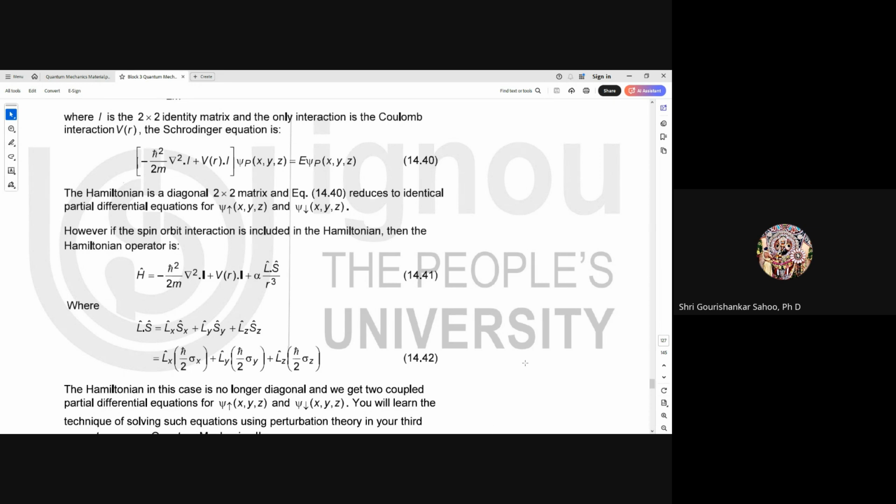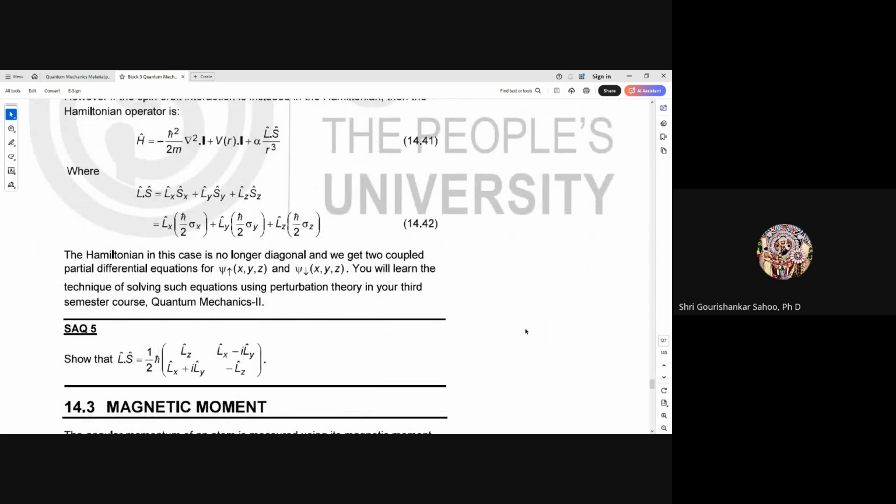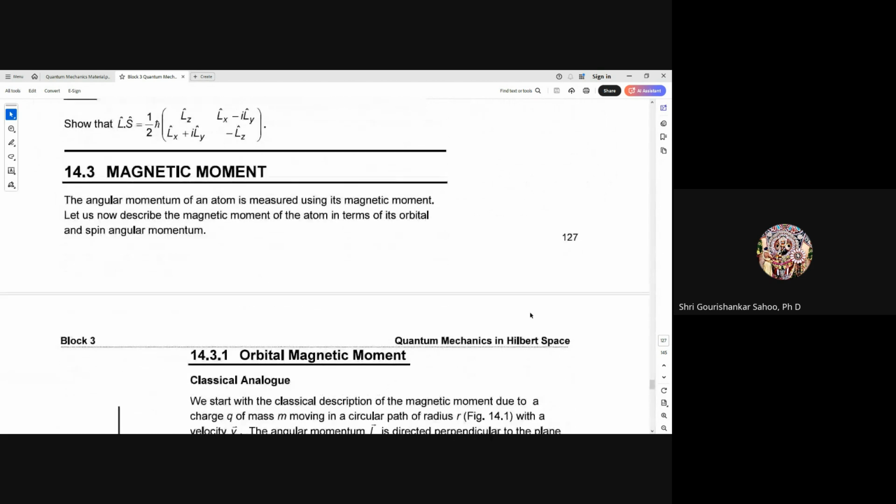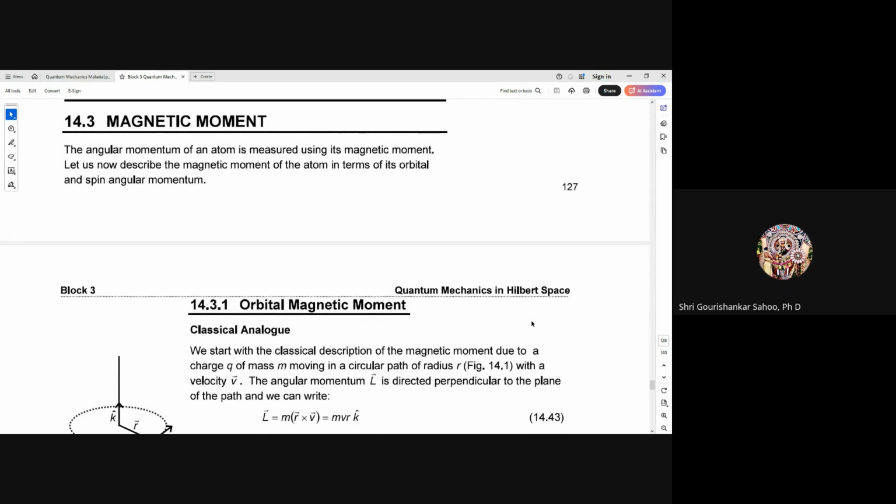And the Hamiltonian in this case is no longer diagonal, and we get two coupled partial differential equations for psi up and psi down. You will learn the technique of solving such equations using perturbation theory in the next course. Then your magnetic moment.